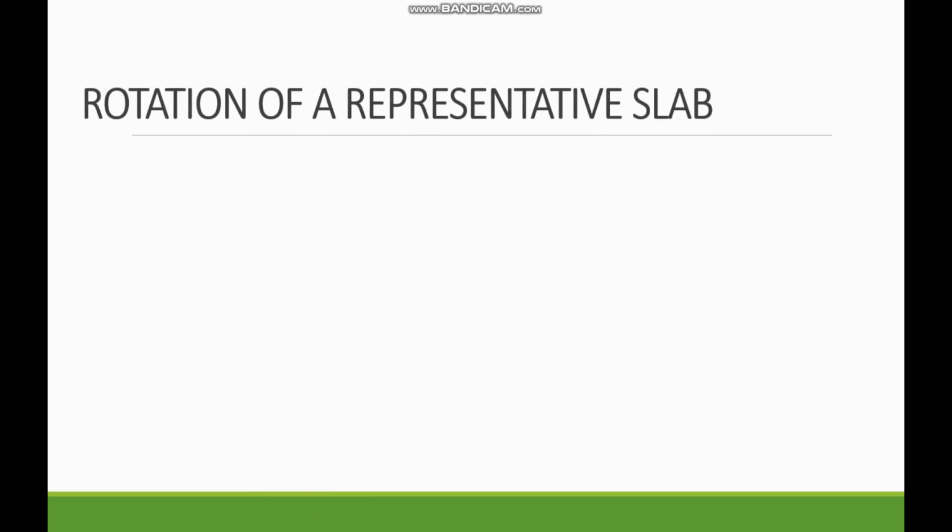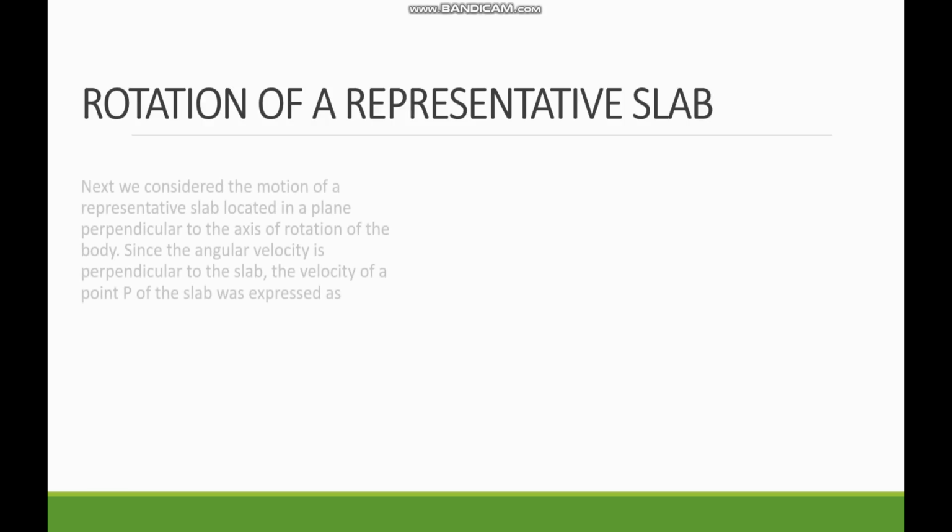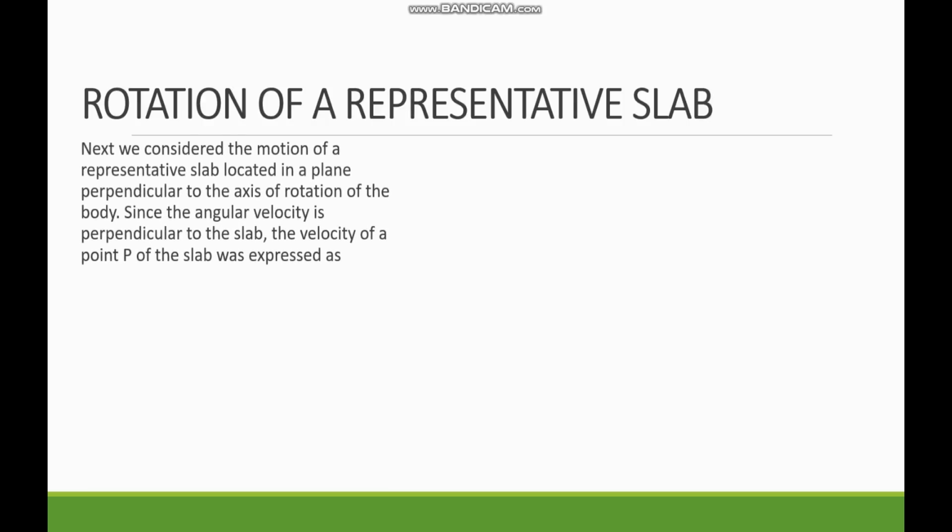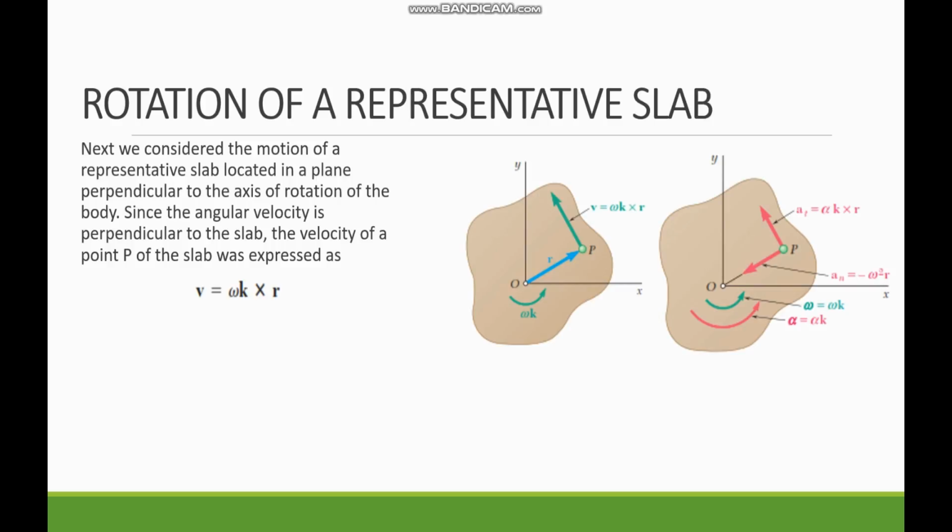So next we have the rotation of a representative slab. So we will consider the motion of a representative slab located in a plane perpendicular to the axis of rotation of the body. And since the angular velocity is perpendicular to the slab, the velocity of a point P of the slab is expressed as v, or the vector product of the angular velocity with the position vector r. So let us take a look at this diagram.